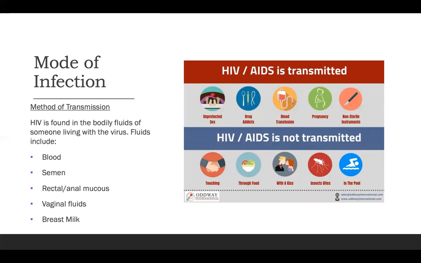For the mode of infection of HIV, HIV is found in the bodily fluids of someone living with the virus. These fluids include blood, semen, preseminal fluid, rectal or anal mucus, vaginal fluids, and breast milk. In order for HIV to be transmitted from one person to another, these bodily fluids of an infected person must enter the blood of another person. Transmission may occur through a mucous membrane, through cuts or sores in the mouth, or through sharing injecting equipment like needles. A common misconception is that bodily fluids like saliva, sweat, and urine are able to transmit HIV from one person to another. But there's actually not enough of the HIV virus in these bodily fluids of an infected person.